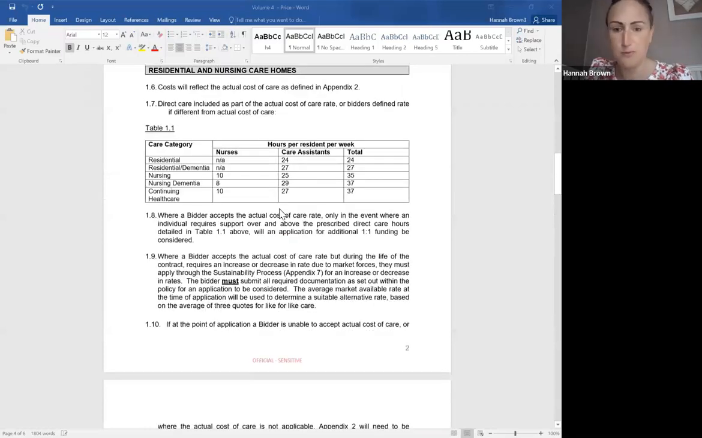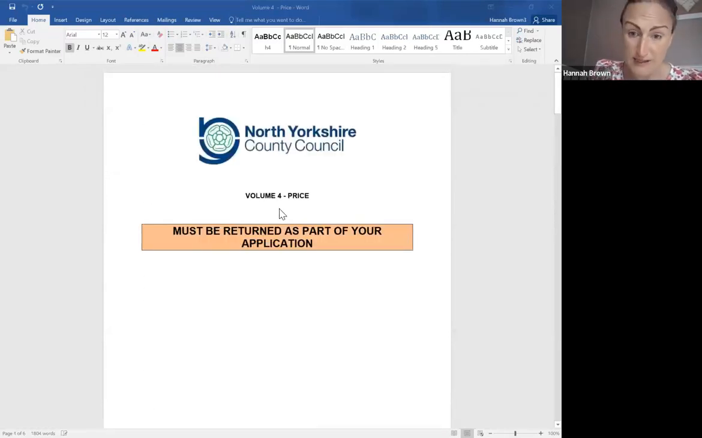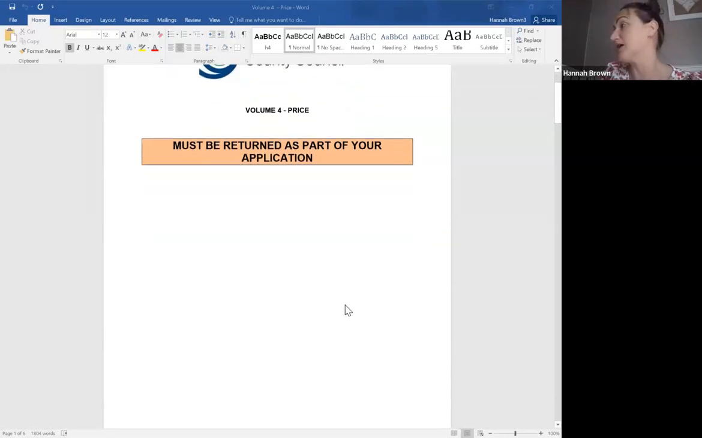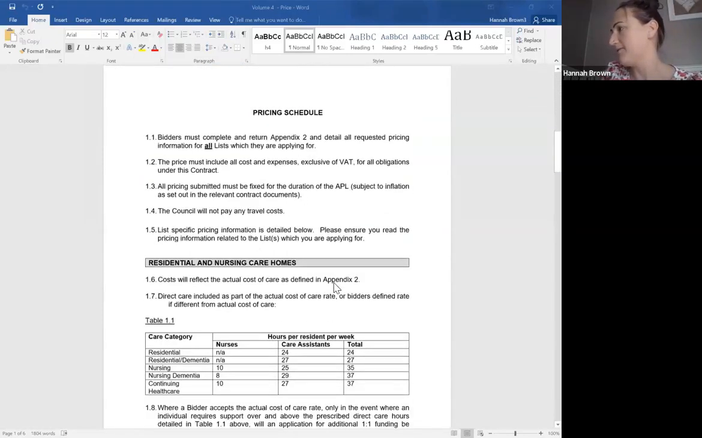Volume 4. I don't propose to work through this line by line or word by word, but as Tim references there, the two documents that particularly refer to the pricing submission of this procurement are volume 4 and appendix 2. Volume 4 largely acts as a guidance document to appendix 2, so I strongly suggest that you work your way through volume 4 before attempting to complete appendix 2, which is the spreadsheet. But I'll just work through this very quickly.